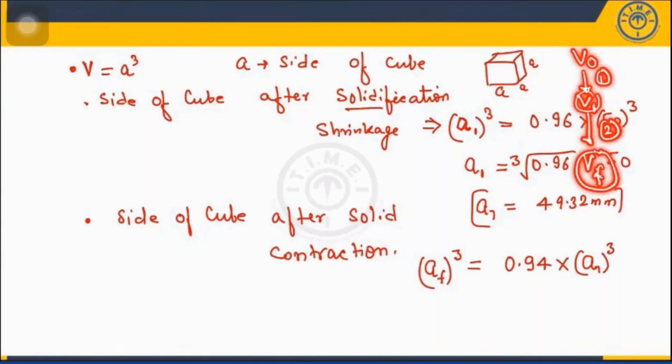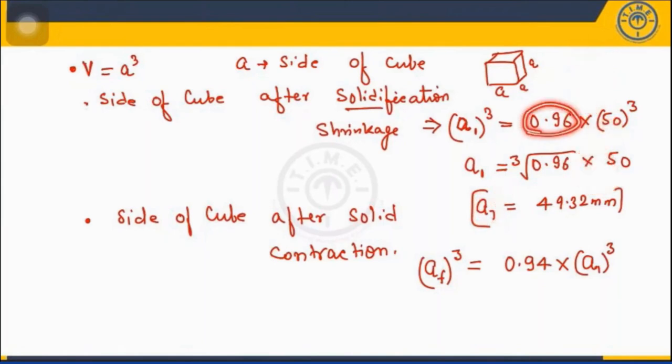So how will you get the V1 value? A1 to the power of Q. This is because it is given that the volumetric shrinkage is 0.96 times of original volume. So from here you can easily calculate what will be the dimension after first shrinkage. That shrinkage volume will act as the original volume.